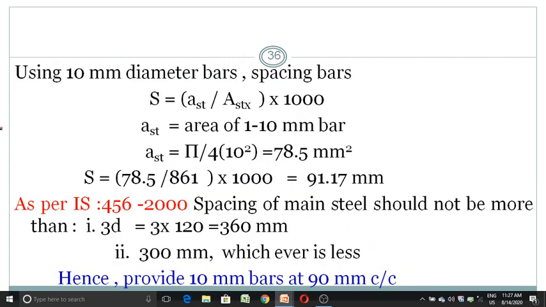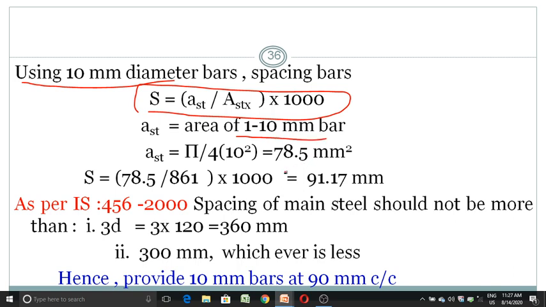Similarly, for this we have to calculate spacing. As we are using 10 mm bars, spacing can be calculated by using this formula, S equal to small ast by Astx into 1000, where small ast is the area of a 10 mm diameter bar, that is 78.5. Now substitute the ast and Astx values, we will get spacing 91.17 mm.